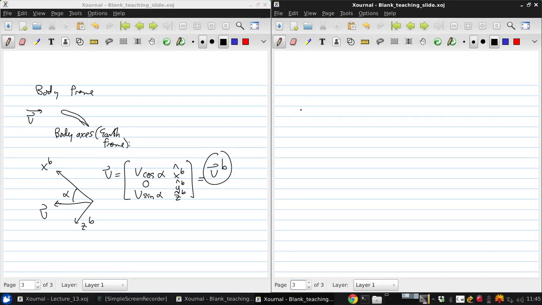To go back and forth between the axis systems, we need to define transformations. So if V in the Earth axis, we write as V_XE, V_YE, V_ZE. This is in Earth axes, and VB is V_XB, V_YB, V_ZB in body axes, then we can use dot products with the axis unit vectors to transform between the two sets of components. And we can write this out using matrix algebra.